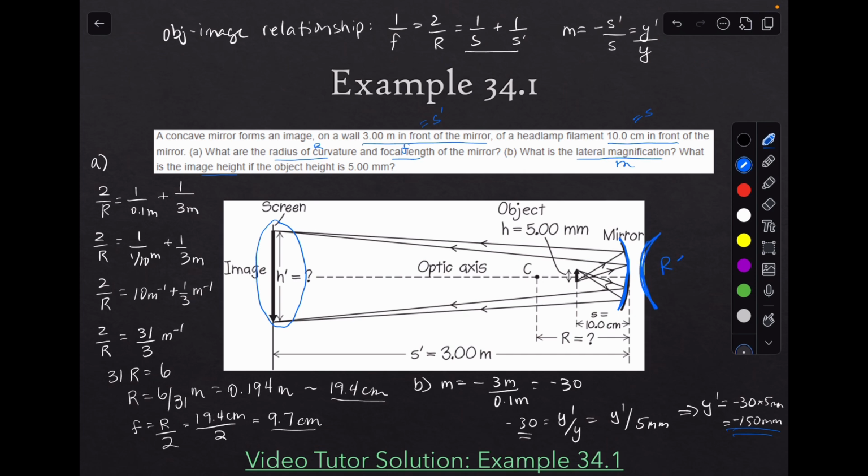Okay, so R is less than 0 for a convex mirror. R is positive in this case right here for a concave mirror. Did I say convex here? This is concave. I might have said the wrong word just a second ago. R is less than 0 for convex. R is greater than 0 for concave.